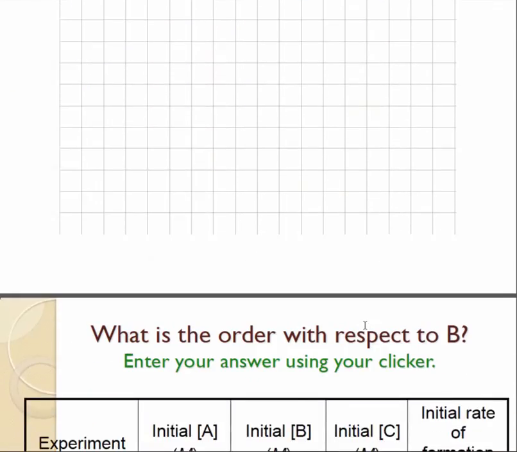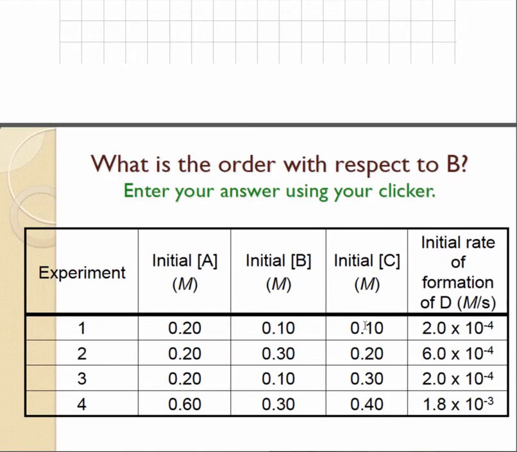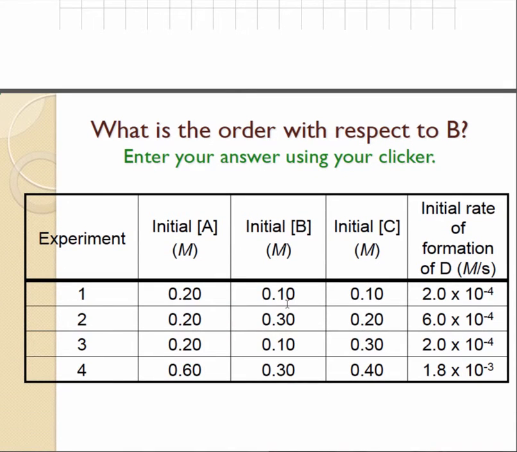But now I can go back and try to figure out the order with respect to B and the order with respect to A. In experiments 1 and 2, I hold A constant at 0.2 and 0.2, but I triple B from 0.1 to 0.3. If B triples from 0.1 to 0.3, does this also triple? 2 times 3 is 6, and this is to the same small power, and so yeah, looks like it does.